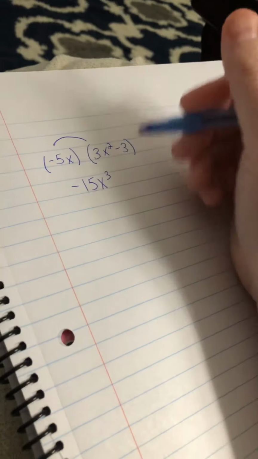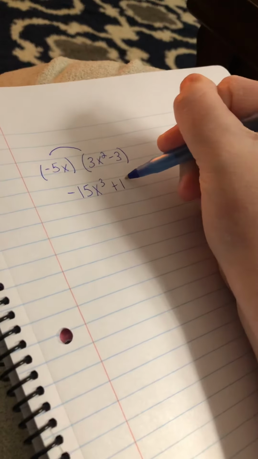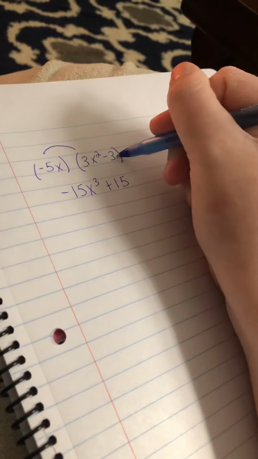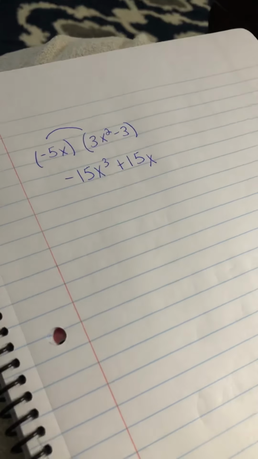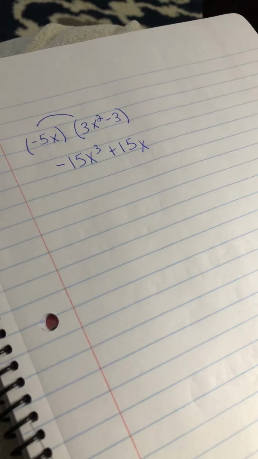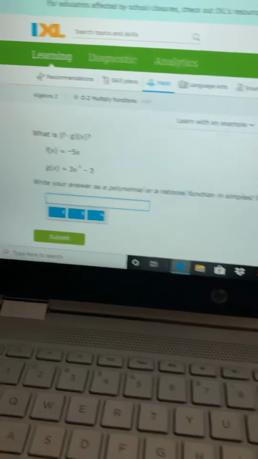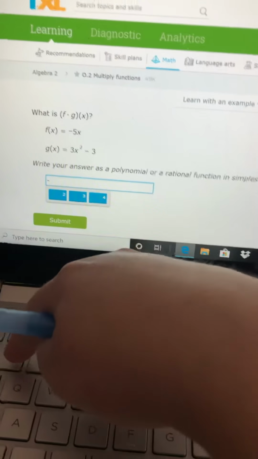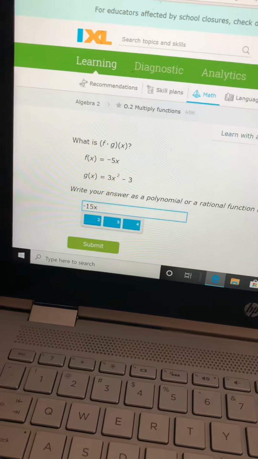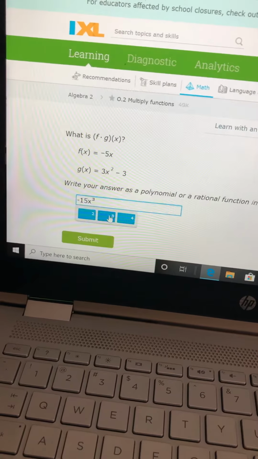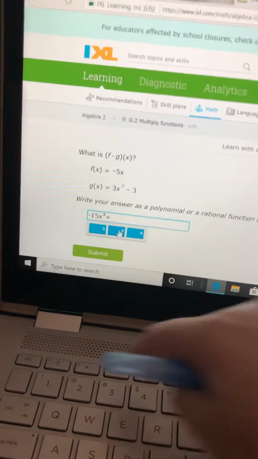Negative 5 times negative 3 is positive 15, and the x here is just going to drop down because there's no x on the end. So my answer is negative 15x to the third plus 15x. So negative 15x to the third plus 15x.